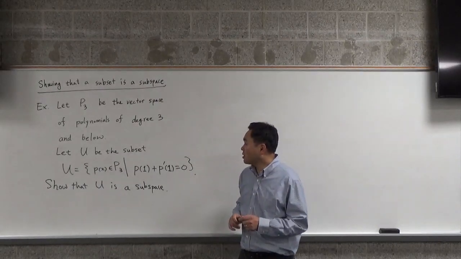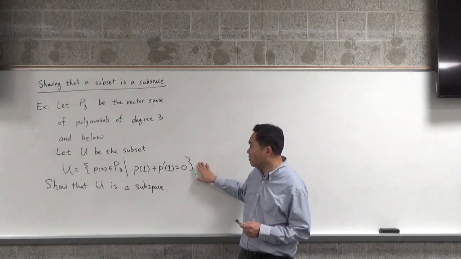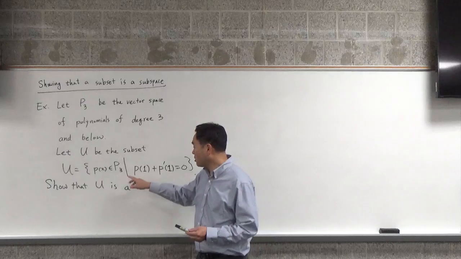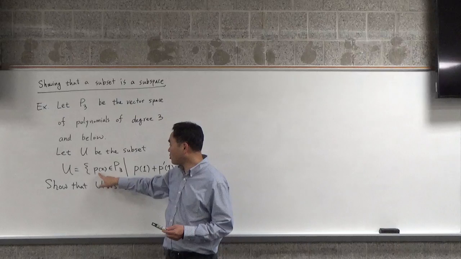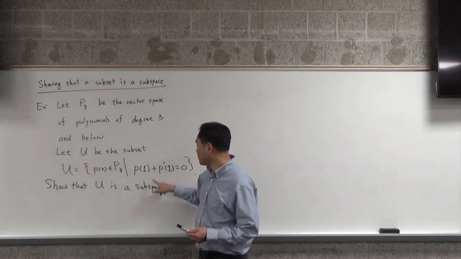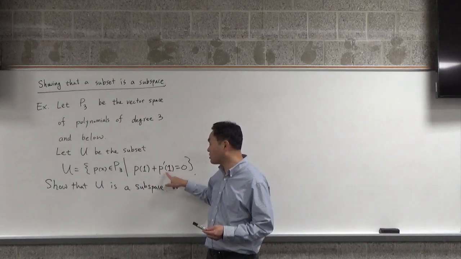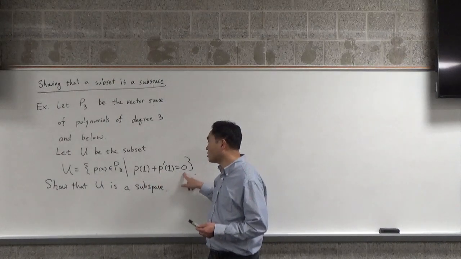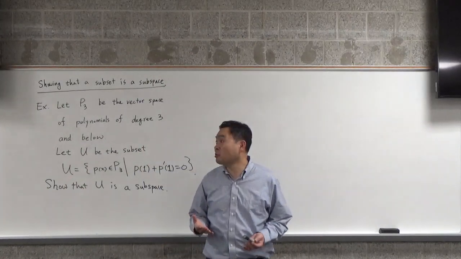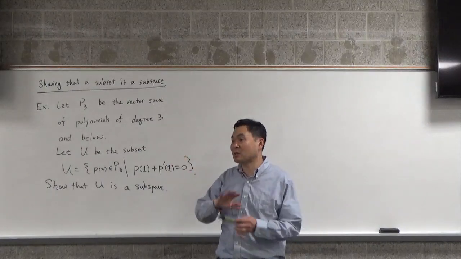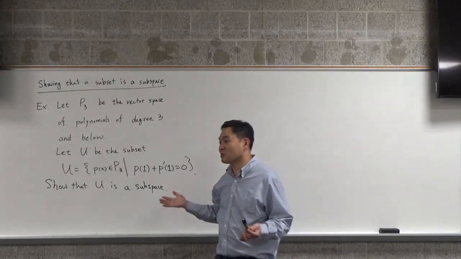Rather, this is somewhat simpler. I can give you a subset of a given vector space. So here P3 is the polynomials of degree 3 and below, and you pick a polynomial, and if that polynomial has a property that evaluation at 1 plus the derivative at 1 adds up to 0, we say it belongs to U. It's certainly a subset of P3. P3 is a big set.